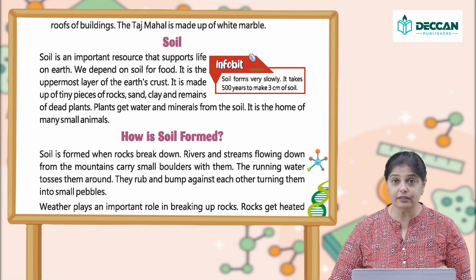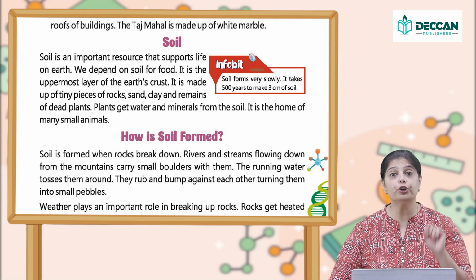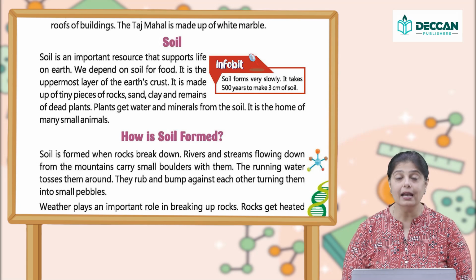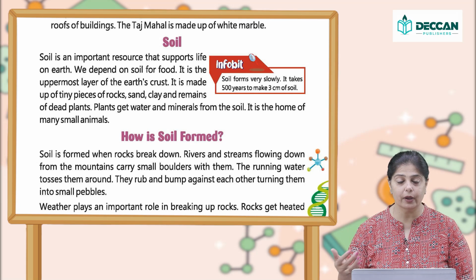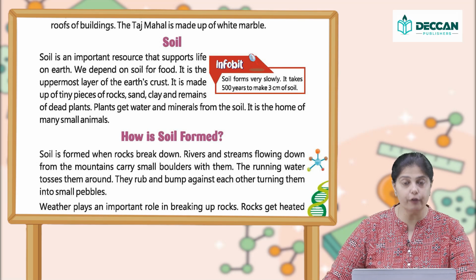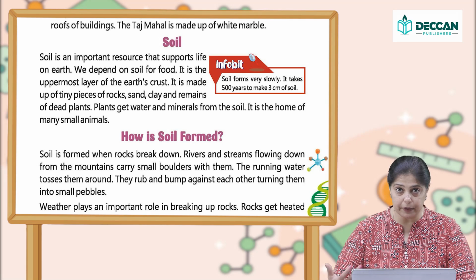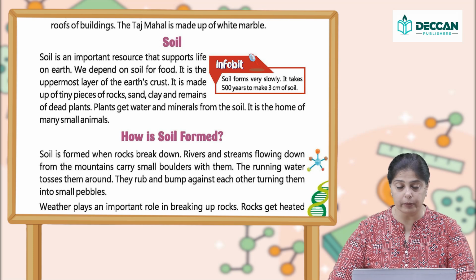So that is the reason why we need to plant more trees, so that the soil gets tightened, and it stays and does not get washed away. Now, how is soil formed? Soil is formed when the rocks break down. When the rocks break down, soil starts forming.